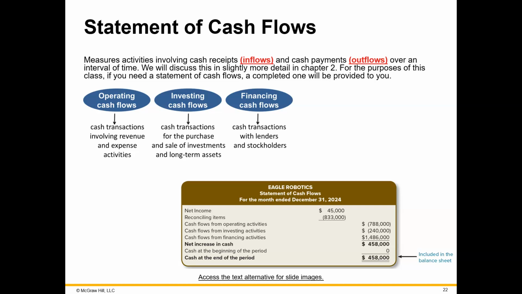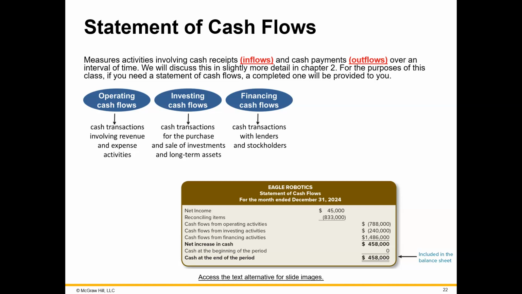And then finally, you've got your financing cash flows. These are just how are you generating your money? How are you getting capital, right? So are you borrowing money? Are you repaying that money? Are you issuing stocks? Are you issuing bonds? Are you paying dividends? Are you paying back balances on bonds?